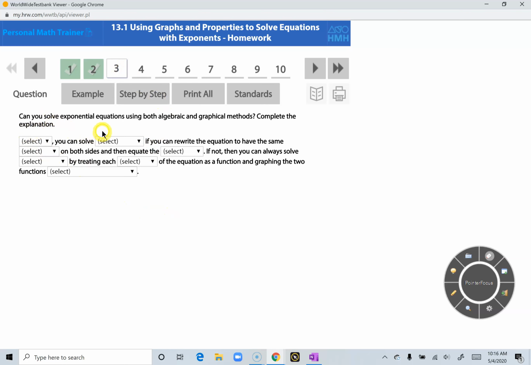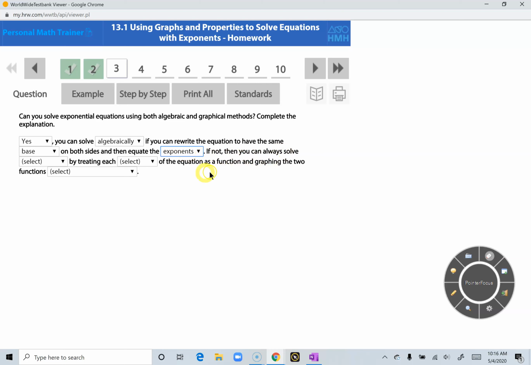Number 3, can you solve exponential equations using both algebraic and graphical methods? Complete the explanation. Yes, you can. Yes, you can solve algebraically if you can rewrite the equation to have the same base on both sides, and that's what we showed just a little while ago, and then equate the exponents. That was the main point of the first problem.